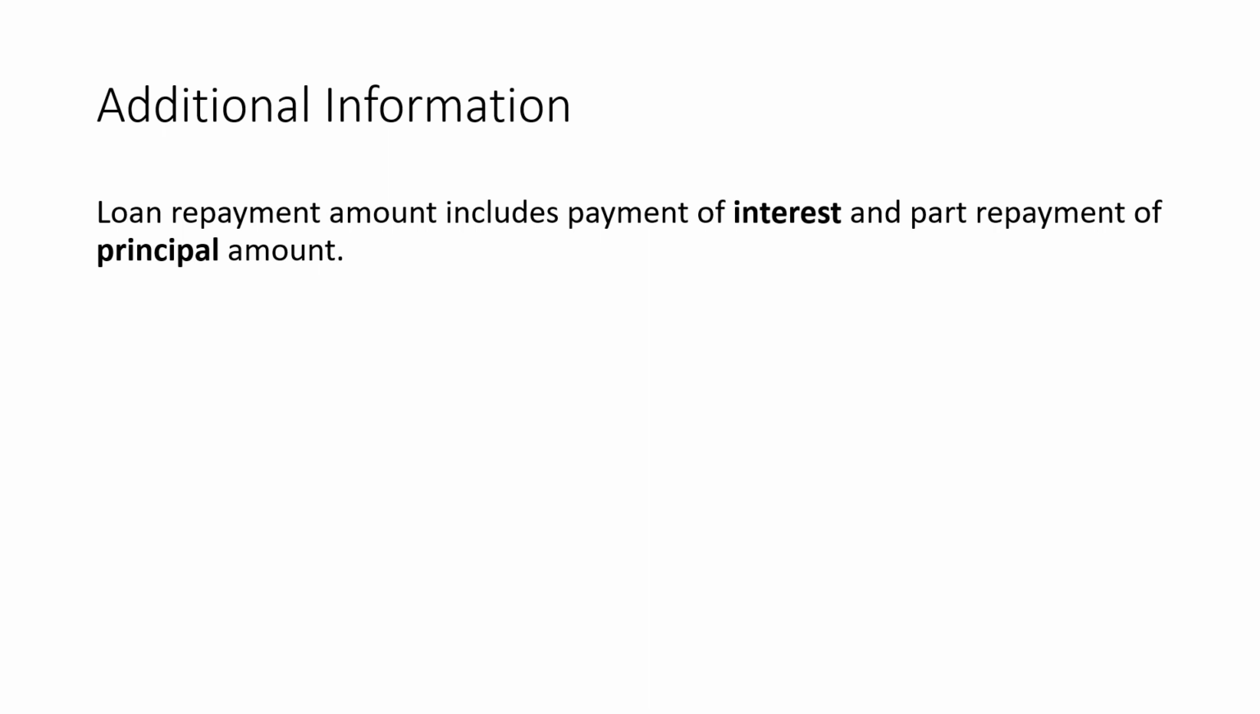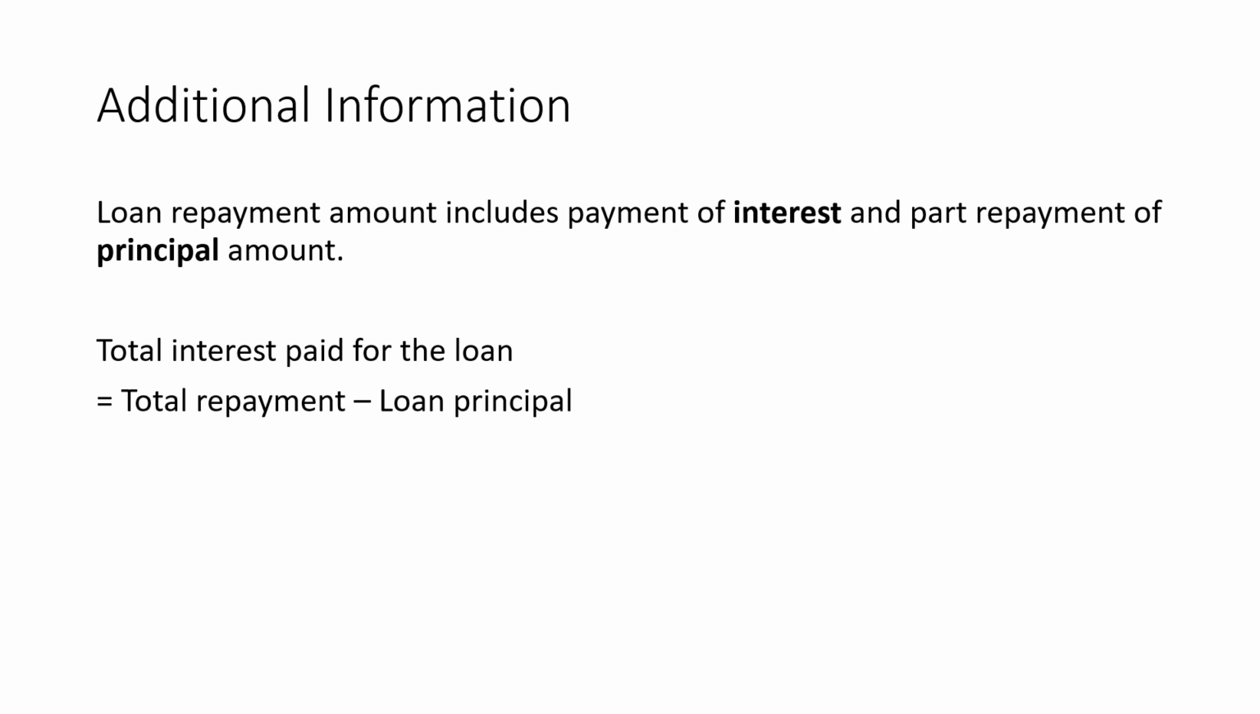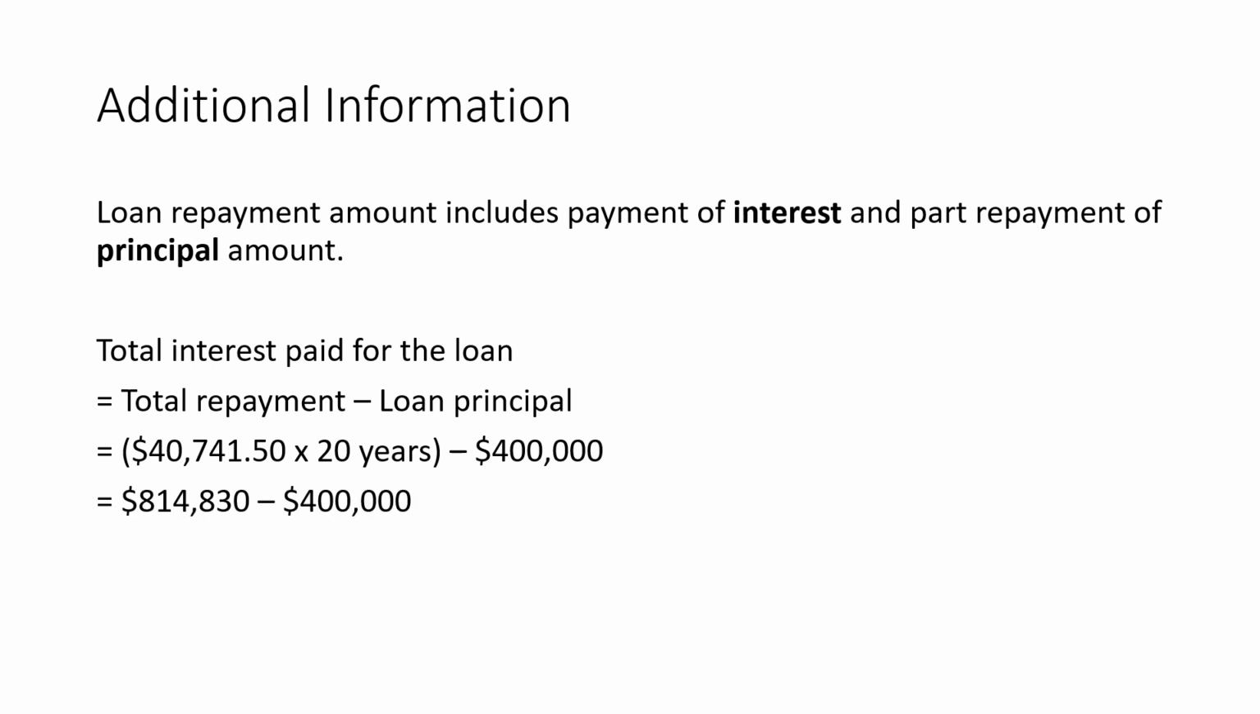The loan repayment amount includes payment of interest and part repayment of principal amount. Let's find the total interest paid for the loan. Simply take the total repayment minus the loan principal. Substitute the figures in and get the answer.